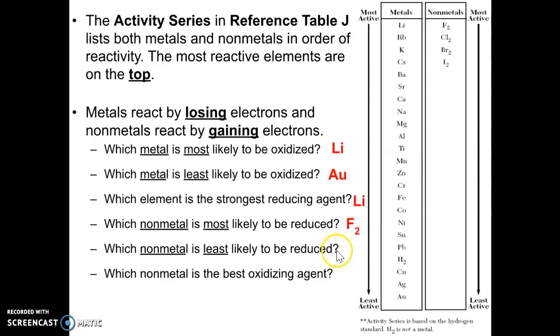Which nonmetal is least likely to be reduced? That would be whoever's down the line the furthest, and that would be iodine. Which nonmetal is the best oxidizing agent? Again, whenever there's "agent," it's asking for the opposite, so who's the best at being reduced? That would be fluorine again.